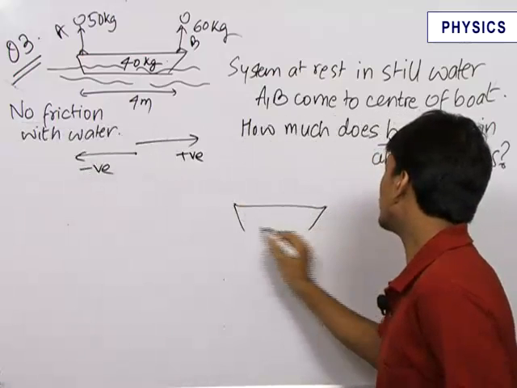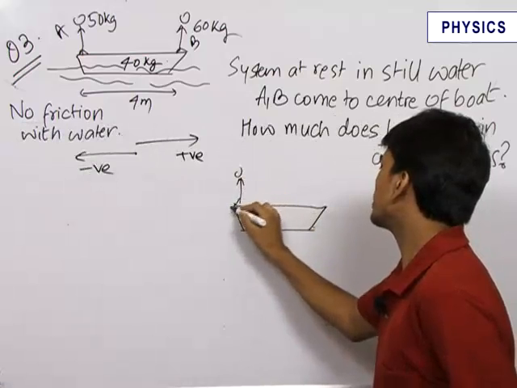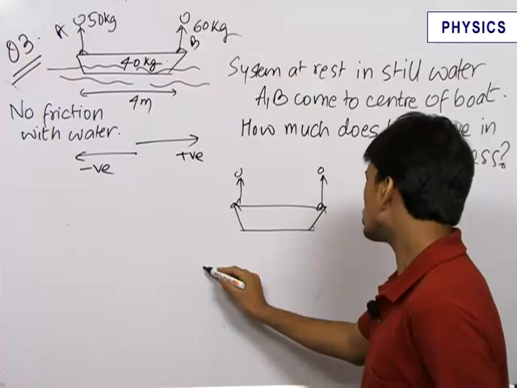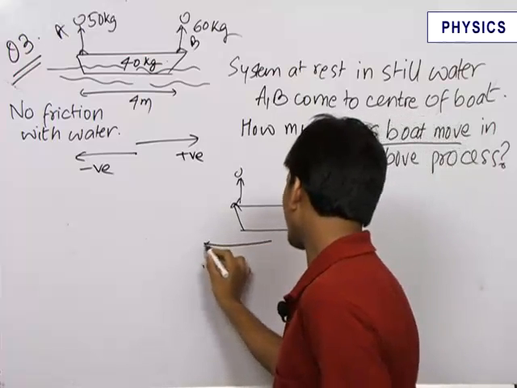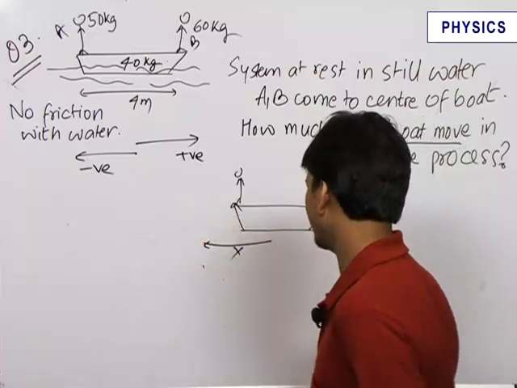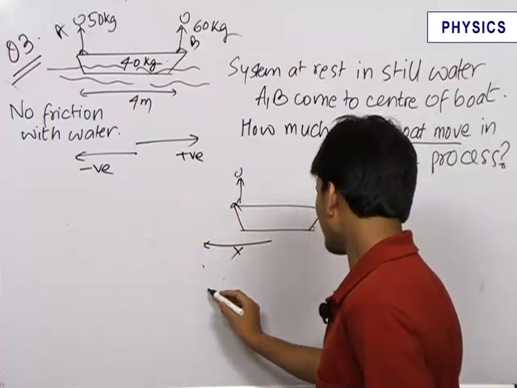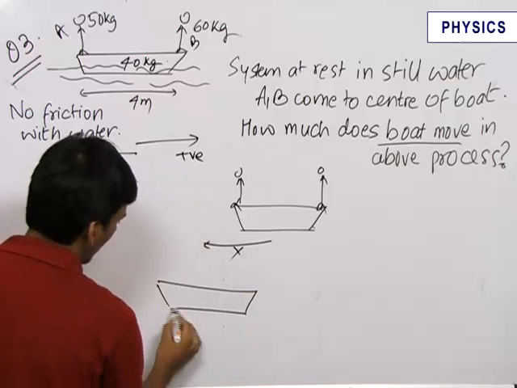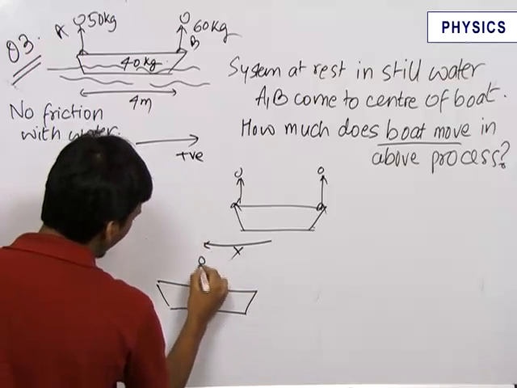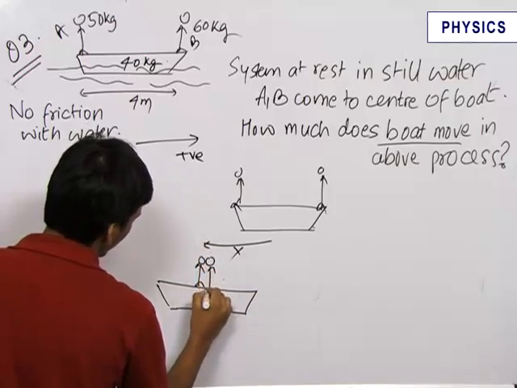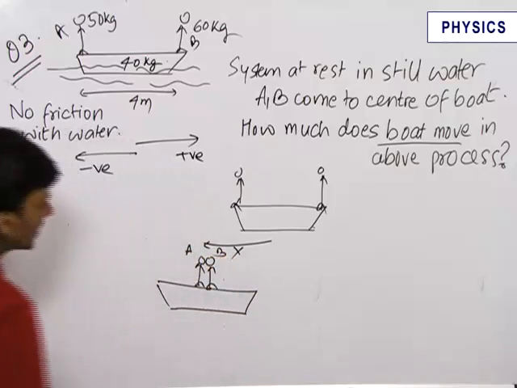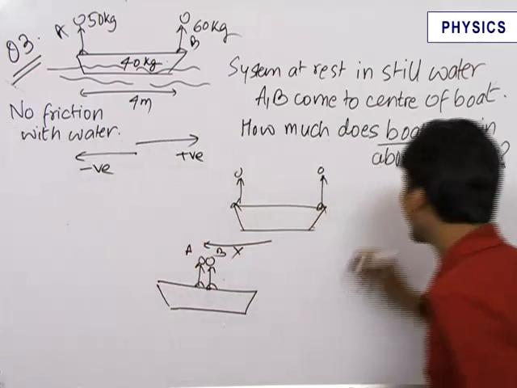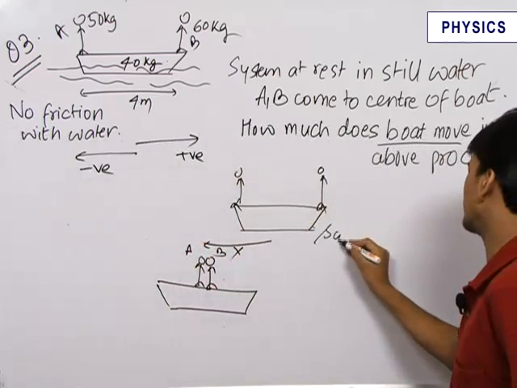Let us assume this was the initial position of the boat and the two men. Let us assume that the boat has got displaced by a distance x on the left side. So the boat now comes to this position. The two men are at the center of the boat now. This is the final position. Now we need to write the total displacement of the center of mass.